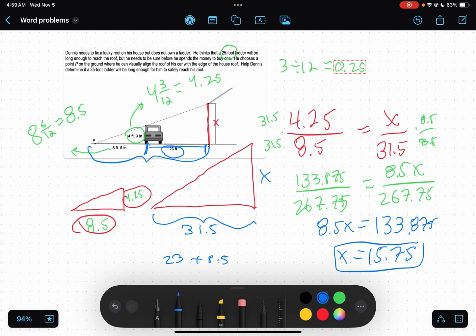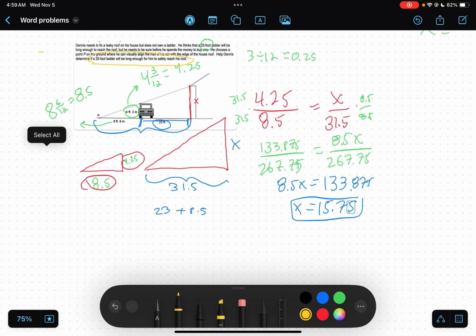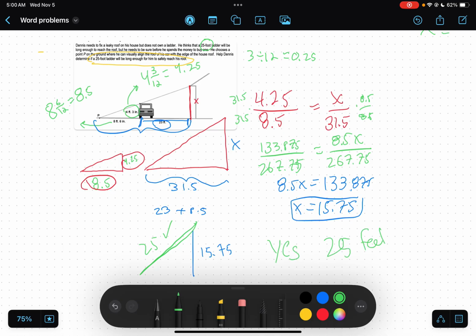Okay, but we still haven't actually answered the question. So let's look back at the problem and see what it's asking us. Help Dennis determine if a 25-foot ladder will be long enough to safely reach his roof. Well, I don't really know too much about ladders, but let's think about it. So the roof is 15.75. So if my ladder is 25 feet long, that feels like it should definitely be long enough, right? Because it's much higher than the top of my roof. So we'll say, yes, 25 feet seems safe.